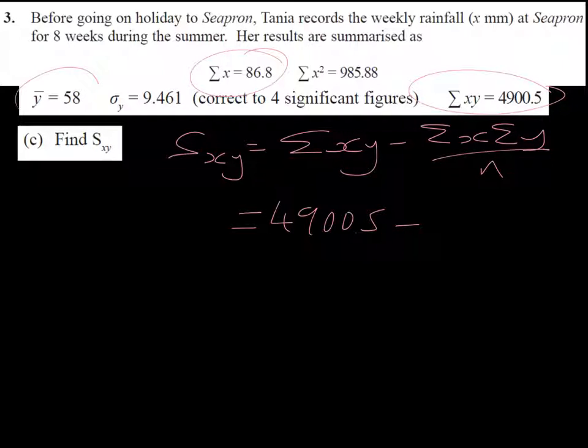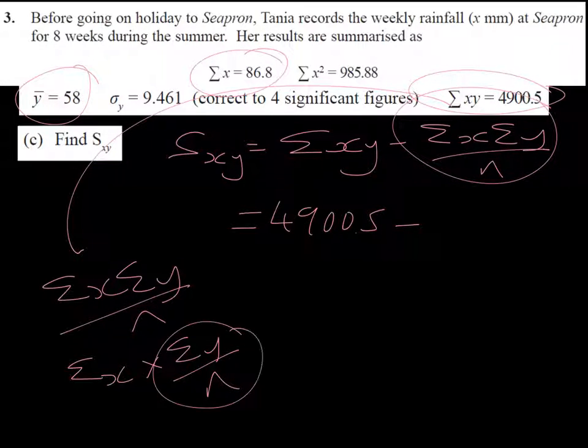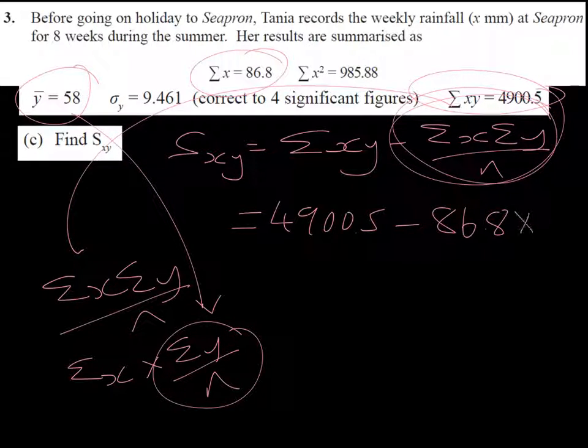Now we've got sigma x here, but we don't actually have sigma y. Now, we could work backwards and use the mean to find sigma y, but if you think about this section of the formula here, sigma x, sigma y over n, we can actually rewrite this as sigma x times sigma y over n. If we multiply out, that's going to give us the same thing. And we've said that this, therefore, is y bar. So we could just write this formula here as sigma x, which is 86.8, multiplied by y bar, which is 58. And if we do that, we end up with an answer of negative 133.9.